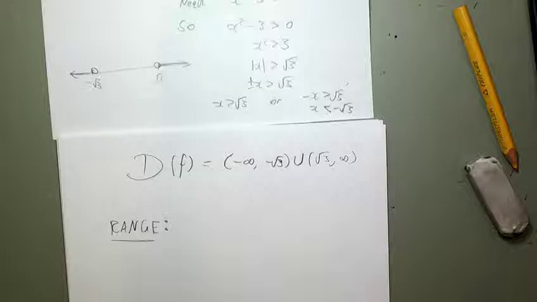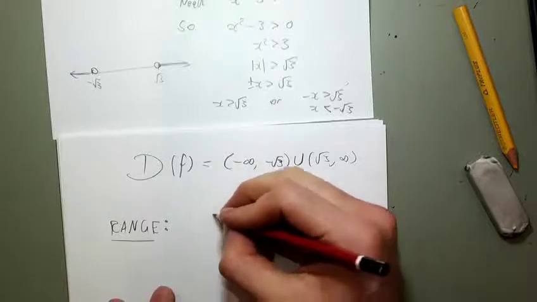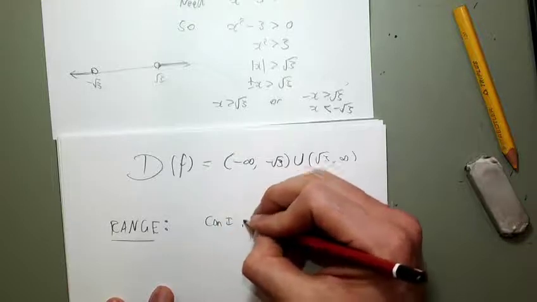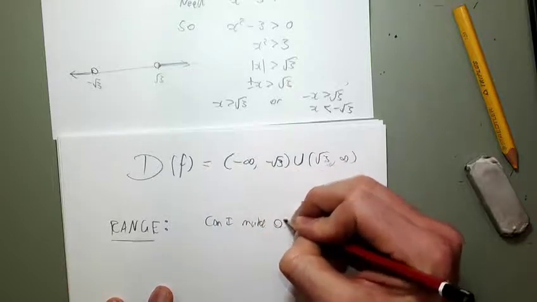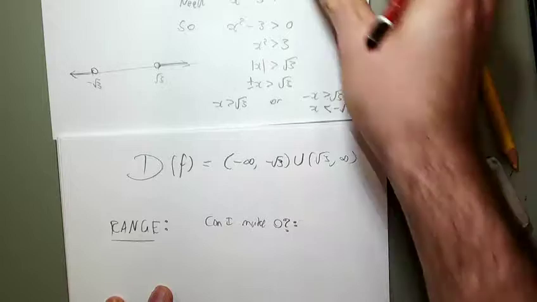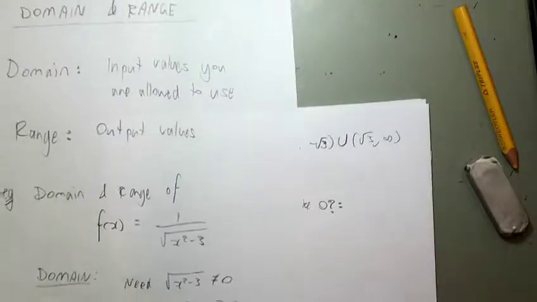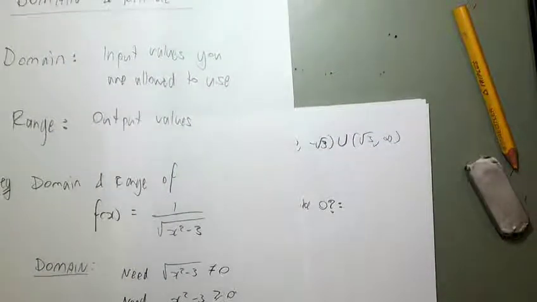The range is the list of all the output values. So what comes out of my function? So I need to ask myself, can I make 0? That's the most important number to ask. So let's look at my function. Is it possible to produce 0 as an answer from that function? Got a clue for you. Just give you a couple more seconds.